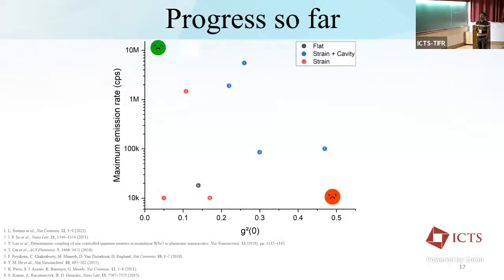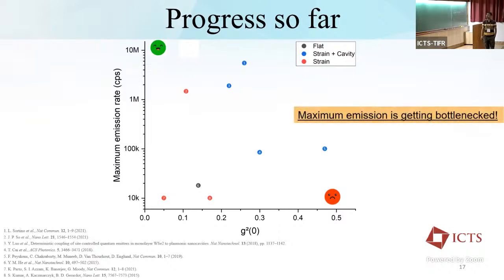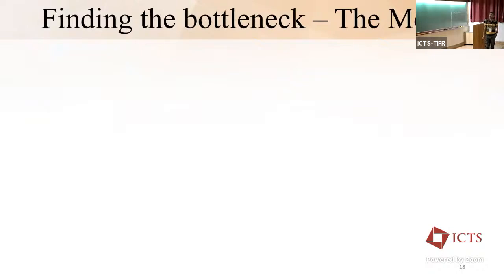And if we look at the typical reports that are already there, you see that when you try to improve the purity, that is, you try to reduce G to 0, what happens is that your rate often goes down, right? And that's something we would like to avoid. Also, very high rates are typically not observed, and that's something we were interested to work on.